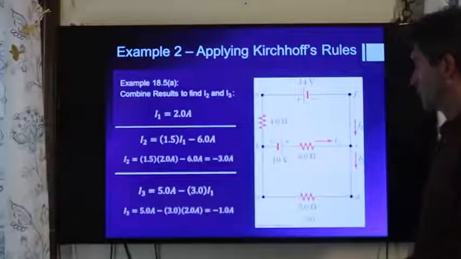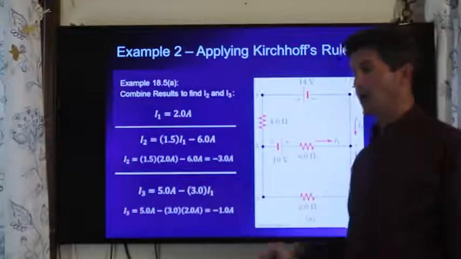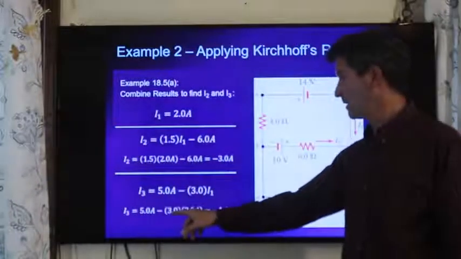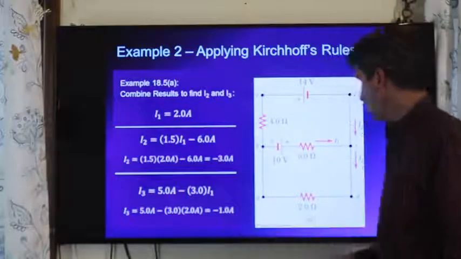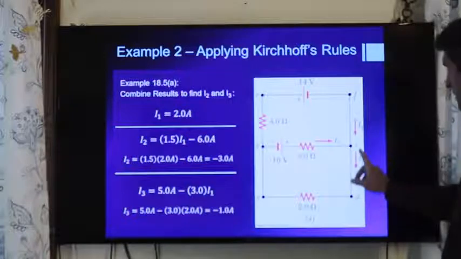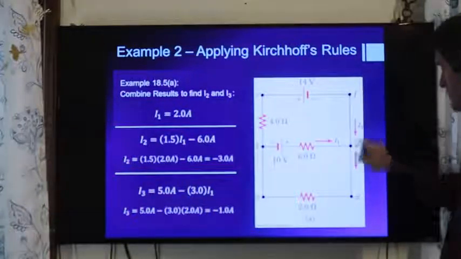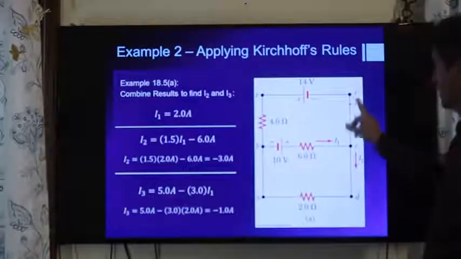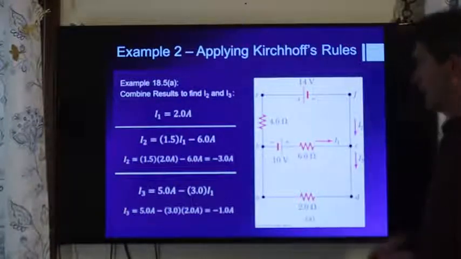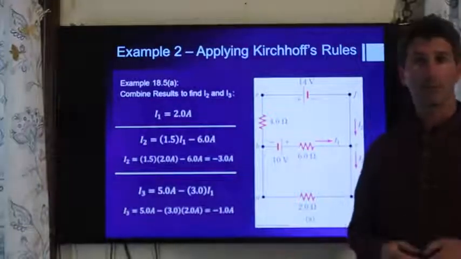What about I3? I3 is 5 amps minus 3 times I1. We get 5 amps minus 3 times 2. Oh, this wasn't expected. Now we get negative 1 amp. That means I3 is actually going this way. So 2 and 3 were actually going up. So I1 and I3 were coming into this junction and becoming I2. That's fine. We still get all the currents that we need. We still have all the directions.